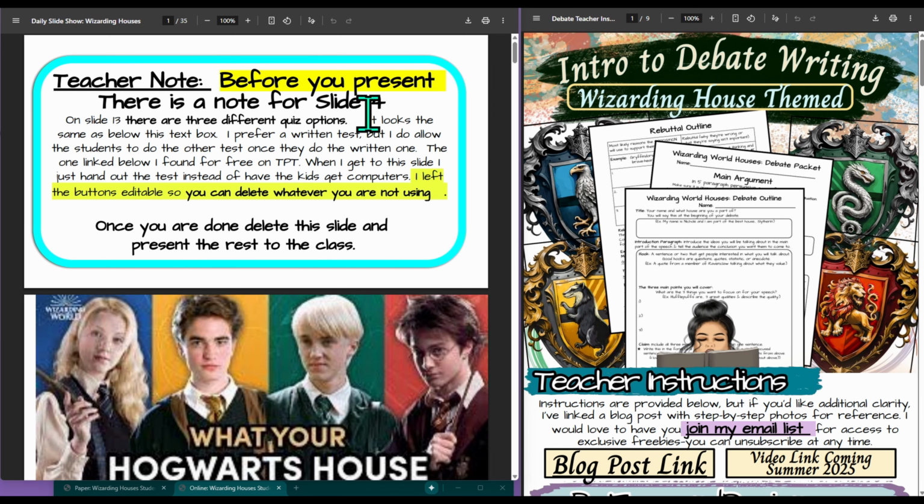So right here, my very first slide is a little note. If you do buy my packet, before presenting, you can delete this slide, but there is one of the slides down here that has several options of links, and you can choose the one that works best for your students, depending on their age and what they want to do. And I just didn't want people to be surprised about that. So I left the buttons editable so that they can link to whatever they want to link to, and then once they're done, they just delete this.